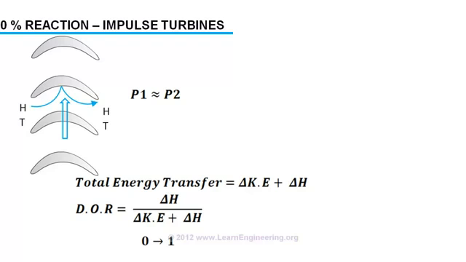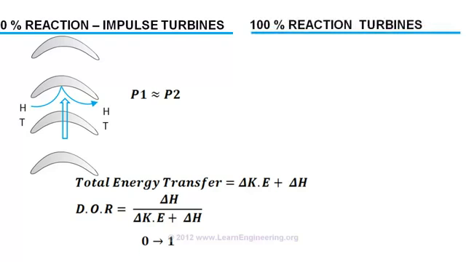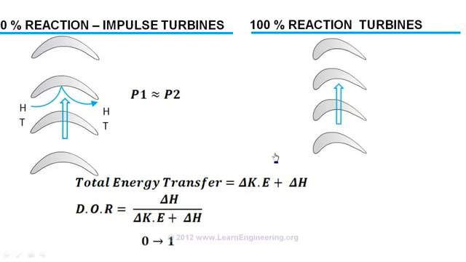Now, the other extreme case. The 100% reaction turbines. Here, as you guess, there won't be any kinetic energy change across the rotor, and energy transfer will be purely due to change in enthalpy. And this could be a typical blade profile for such a case. Here the fluid passes through the blade without actually hitting it. We know, across the blade there is no kinetic energy change, so the absolute value of velocity remains the same across the blade. But pressure, temperature and enthalpy vary across the blade.